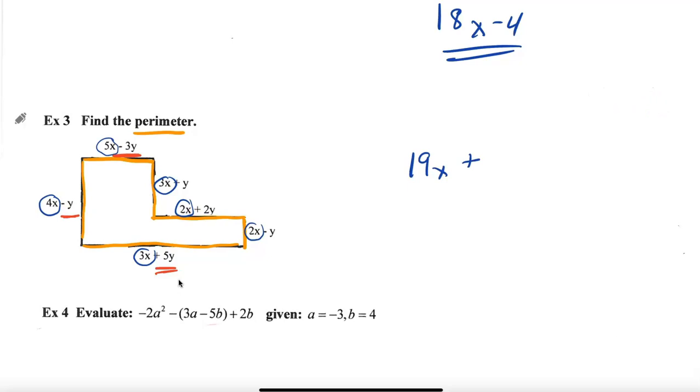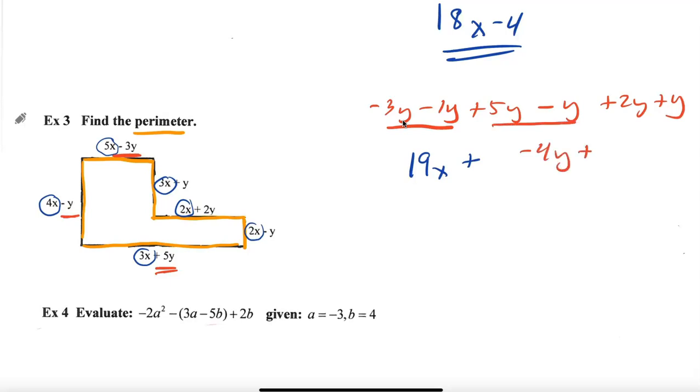Let's write the y's down real quick. I'm going around here: negative 3y, negative y, plus 5y, minus y, plus 2y, plus y. So I went all the way around. If I add these two, I get negative 4y. If I add these two, I get 4y. If I add these two, I get 3y. These cancel out, negative 4 plus 4. So my answer is 19x plus 3y. That's how you add up like terms.